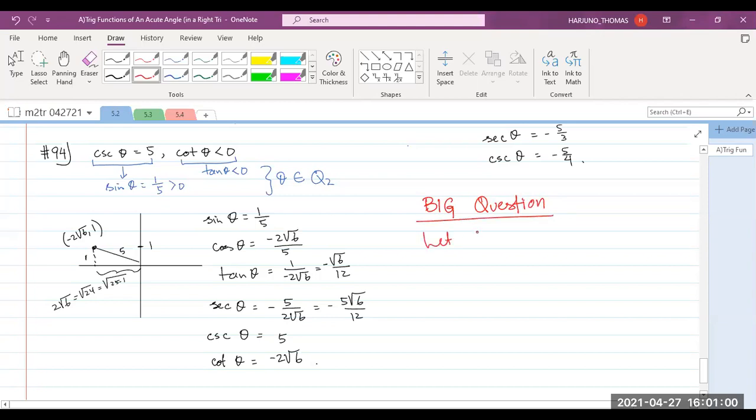Let theta be in quadrant 4 and sine theta is x. Let's say find cosine theta.